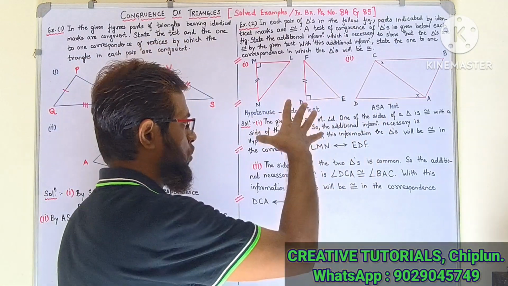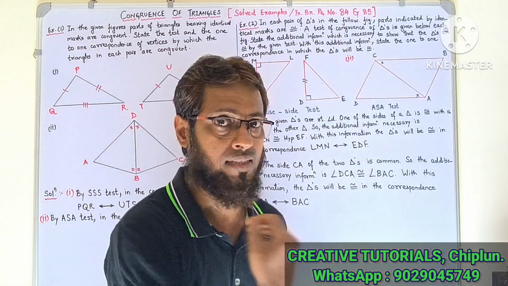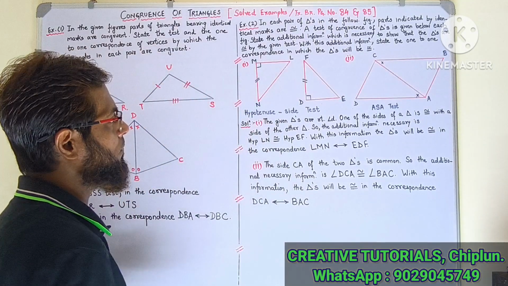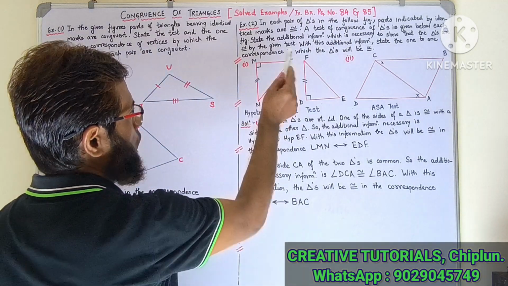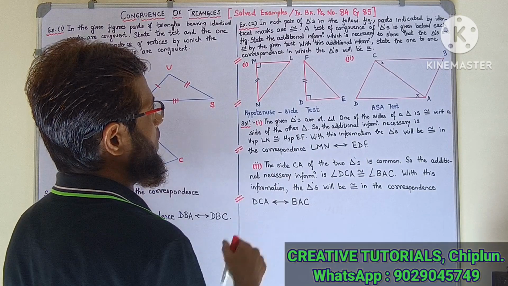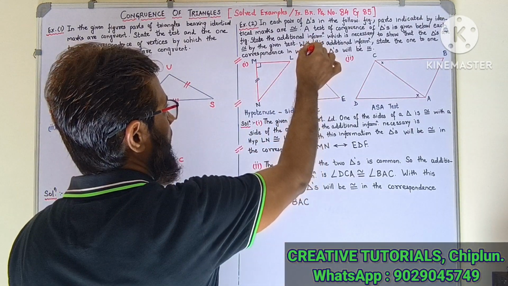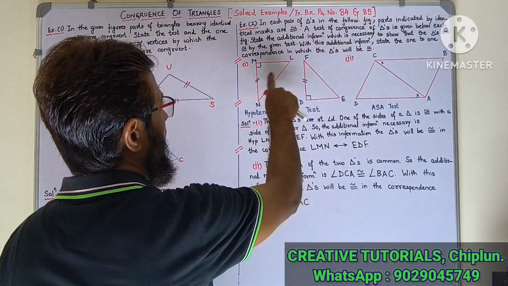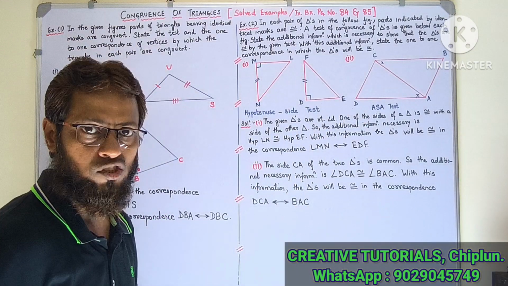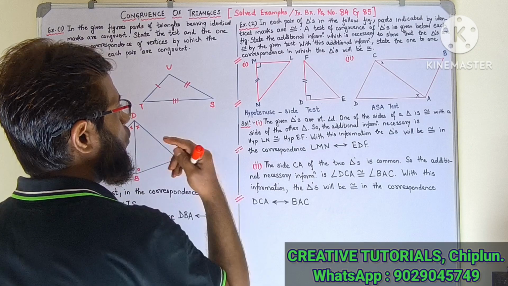Okay, so at last we have to show that, in one-to-one correspondence, these two triangles are congruent. Come on, let us see. Now in this sub question 1 we have two triangles being given to us. One triangle is triangle LMN and the other one is triangle FDE.